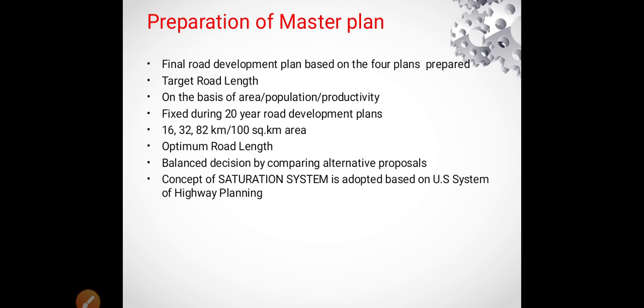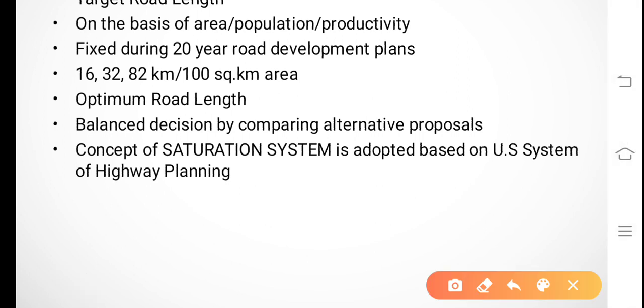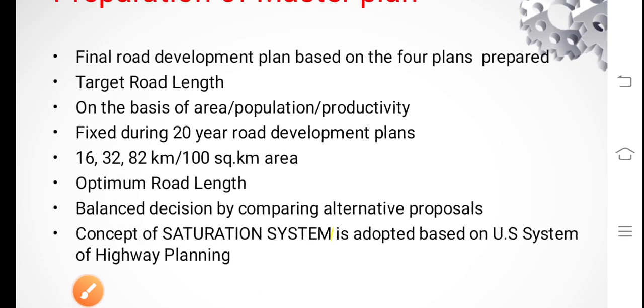And then the master plan is to be prepared based on these four plans. The data will be utilized. In addition to that, the system which is developed by the US, known as the saturation system, should be used, based on the US system of highway planning. So in the master plan, the final road development plan is based on the four plans prepared.